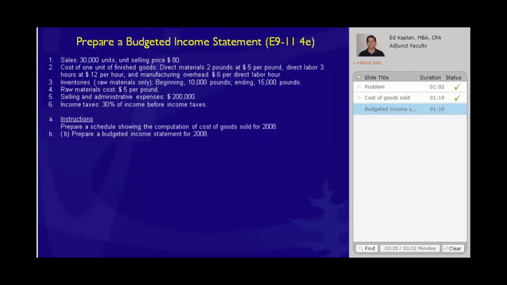Now let's take a look at Part B, which asks us to prepare a budgeted income statement for 2008. Again, you see the requirements for the problem and the information given on the top part of your screen. And now on the bottom we see the solution, where we put together the titles, the name of the company, what the statement is, and what time period it covers, and then we drop in the information that was provided.